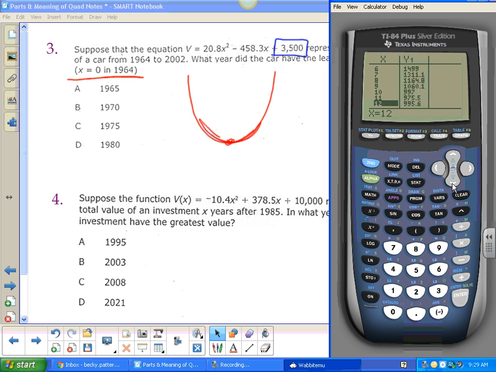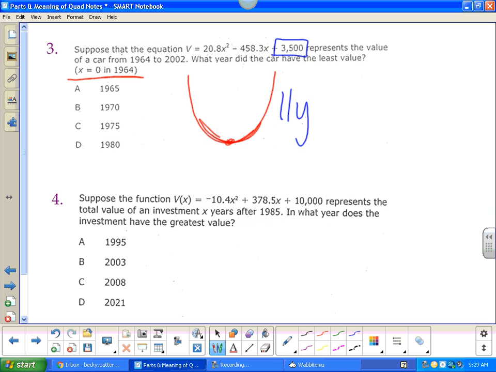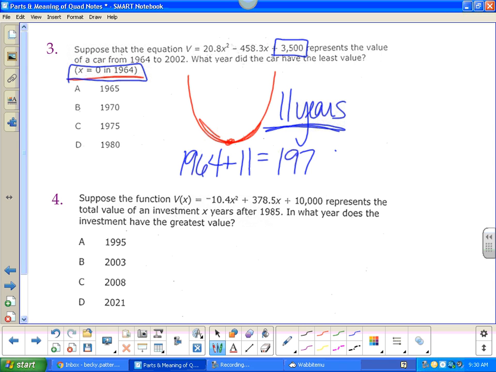All right, now look right there, it started to go back up. So it bottomed out at 11 years because it's 975. After that, it starts to go back up. So it takes 11 years. Okay, well, if x equals 0 equals 1964, how do I figure out what year we are? Well, I just have to do 1964 plus 11, and that gives me 1975.